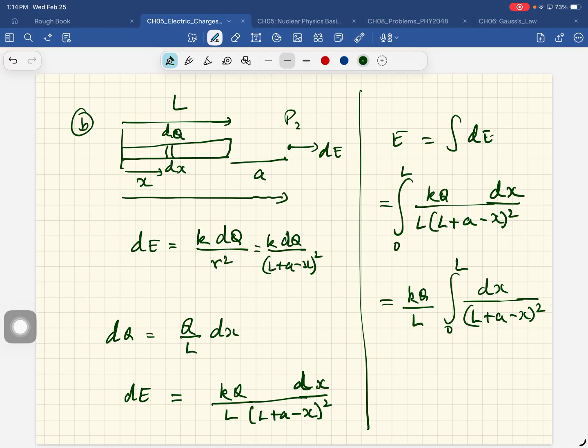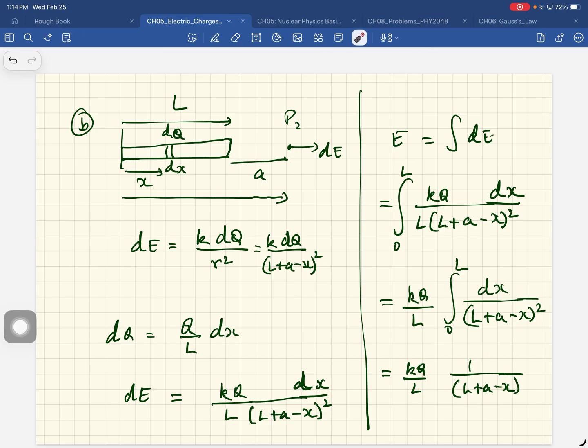Okay, so now we can do the limit. This is equal to that. Did you guys understand what I did? I just added those two. Now we can take the limit. In the limit L going to 0, that becomes a point charge, and the field is just kq over a squared. Limit L going to 0, it's kq over a squared. So this is the correct expression. It has the right limit.